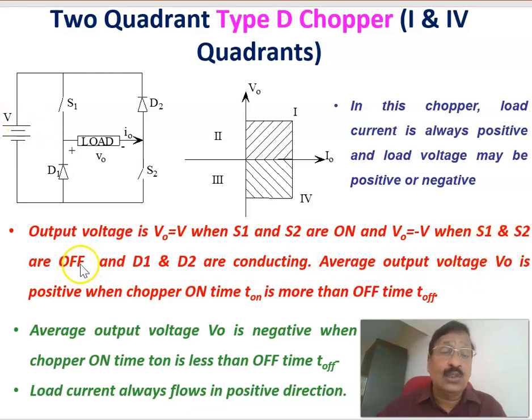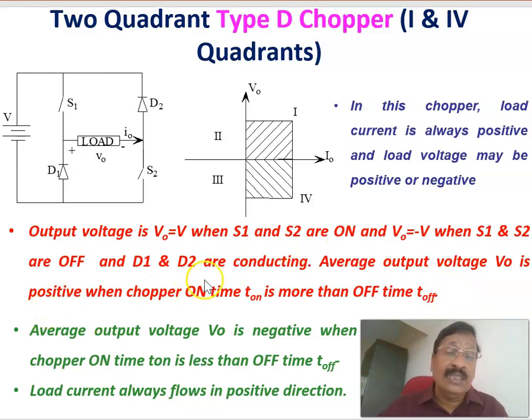When S1 and S2 are off, the diodes D1 and D2 conduct. Average output voltage when D1 and D2 conduct: here we can say that a negative voltage comes here. Plus comes here, and here minus comes, a minus V comes here. Average output voltage is positive when the chopper is on and T on is more than T off.